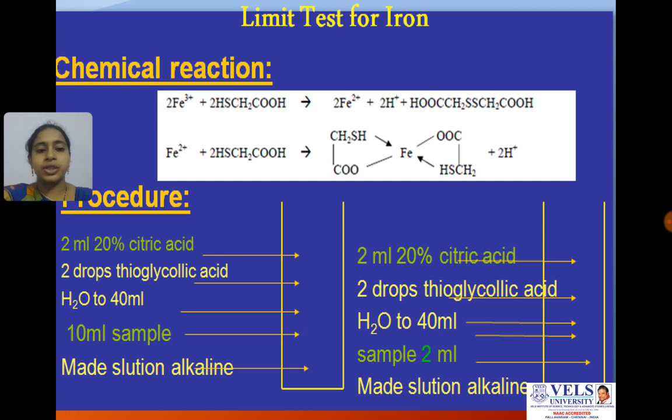So how to do the procedure? Take 10 ml of sample in a test Nessler cylinder and 2 ml of standard iron solution in a standard Nessler cylinder. Both the solutions are made alkaline by using ammonia solution, and the volume is made up to the 40 ml mark. To it, add 2 drops of thioglycolic acid and 2 ml of 20% citric acid in both the Nessler cylinders and make up to the 50 ml mark and keep it aside for a few minutes so that the pink or purplish color will be obtained, which is compared with that of the standard solution.